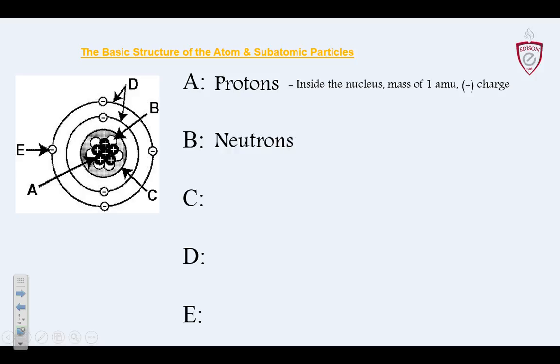All right, here we go. The second one, B, is pointing to that clear sphere in the center there. It's called the neutrons. They're inside the nucleus. They also have a mass of 1 atomic mass unit, but they have no charge.